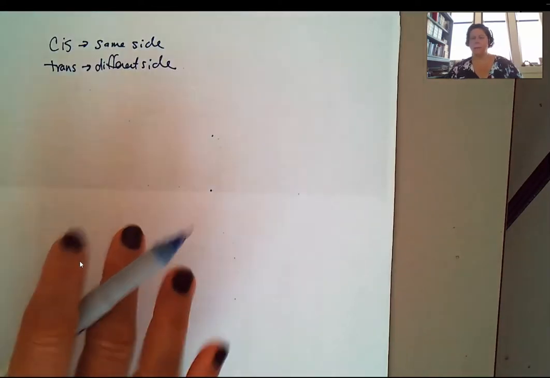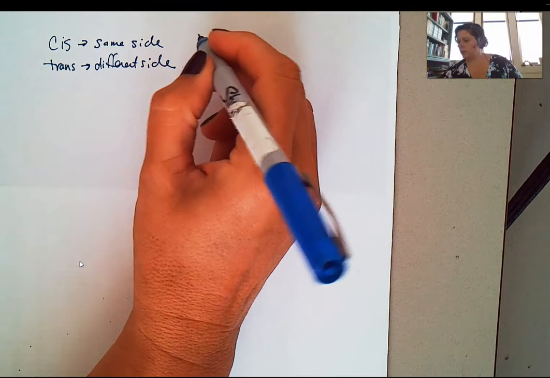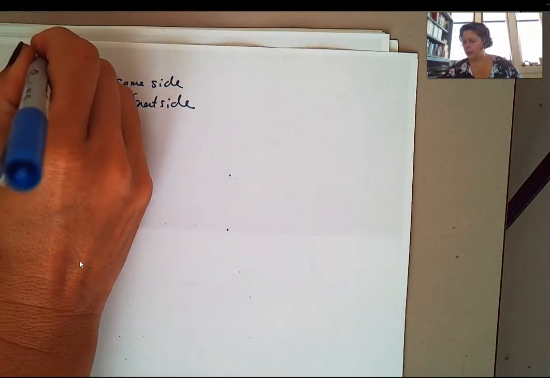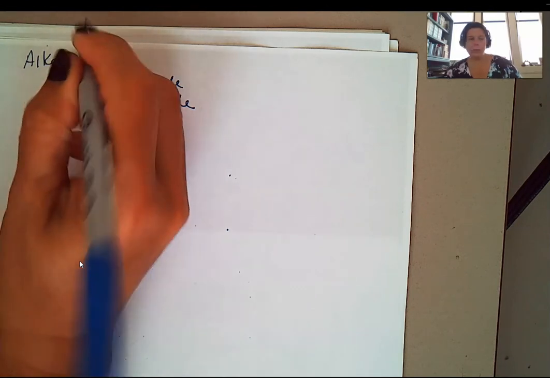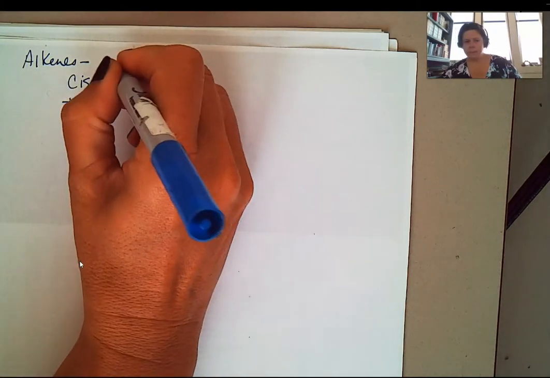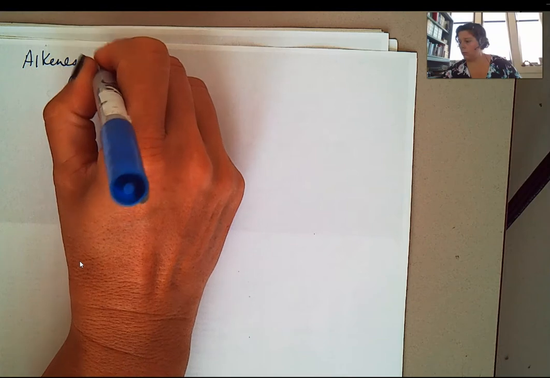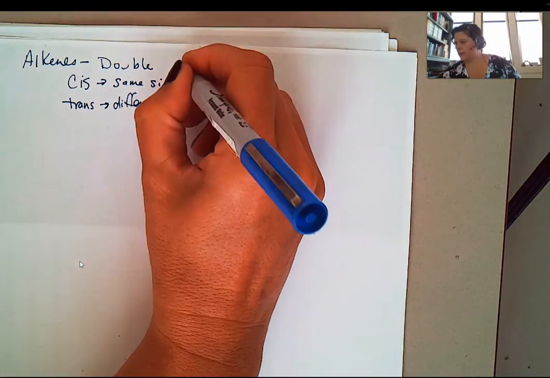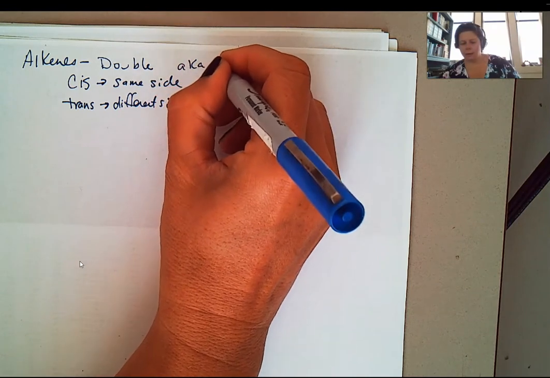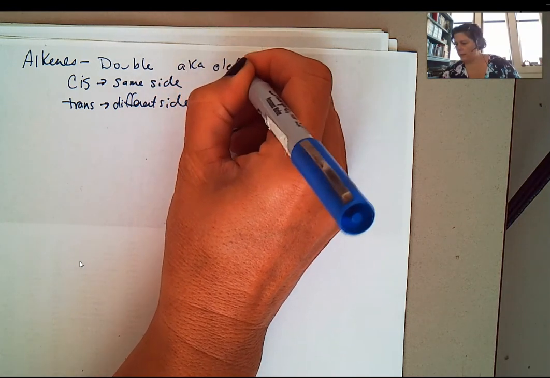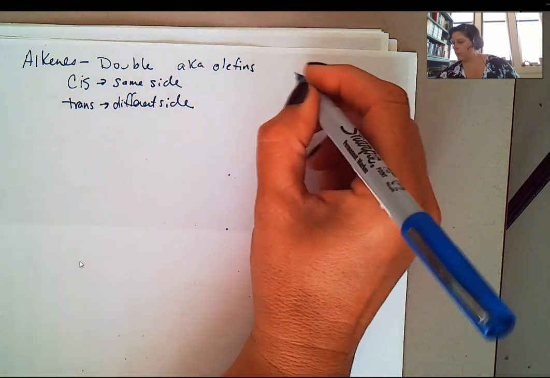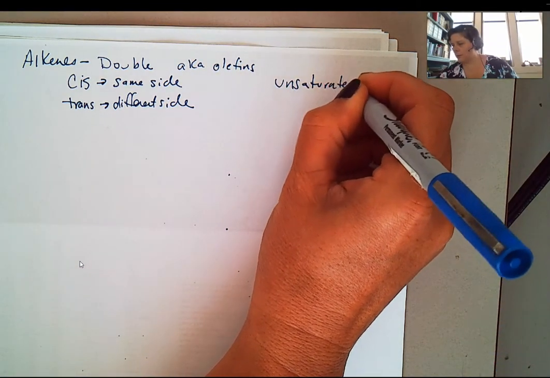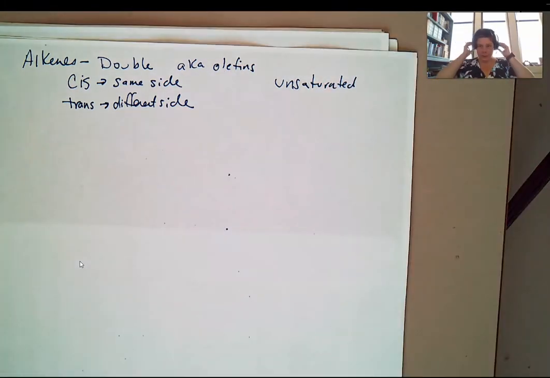I just wanted to remind you that we're going to be talking a little bit more about alkenes now. Alkenes, if you remember, are the ones with double bonds. They're also referred to as olefins. These are referred to as unsaturated. So when we talk about unsaturated fats and stuff like that, it just means that they have double bonds in it.